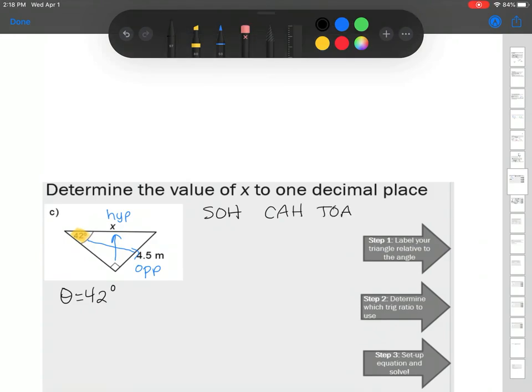Let's look at what else we're given. We're given opposite, and we're asked to find the hypotenuse, which means we're going to do sine. Opposite over hypotenuse. Okay, so I'm going to plug in what I know.